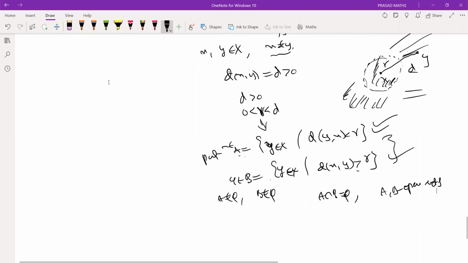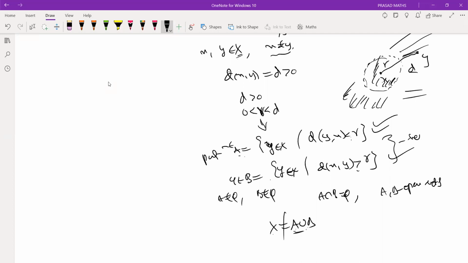So the question is, is it true that X is equal to A union B? The answer is no. What is my X? X is connected. Therefore, X cannot be equal to A union B, because if it were, X could be represented as a union of two non-empty separated sets, because any two non-empty disjoint open sets are always separated sets.